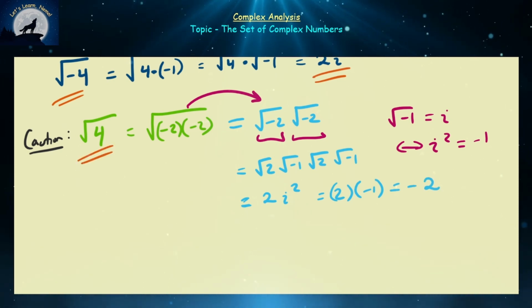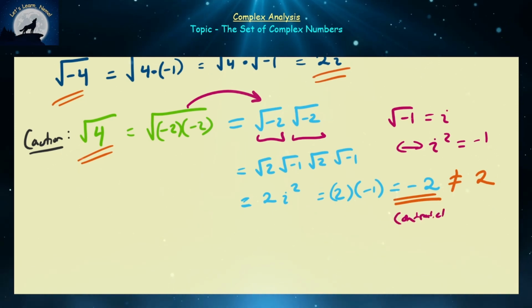So we have that the square root of 4 is equal to 2, but we know that this actually should be equal to 2, and 2 and -2 are not equal to each other. So we get a contradiction, meaning that we cannot distribute over negative numbers when it comes to square root multiplication.